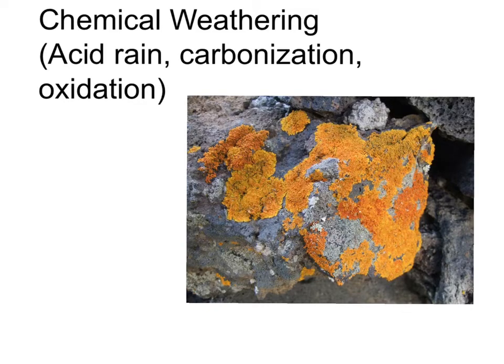Acid rain is another example of chemical weathering, and how that works is we pollute the atmosphere by burning fossil fuels or CFCs or other bad stuff, and when it rains, the rainwater is slightly acidic, not acidic enough to damage plants or hurt animals or anything like that. It just becomes slightly more acidic and is a little bit more powerful in terms of being able to break down rocks and soil.